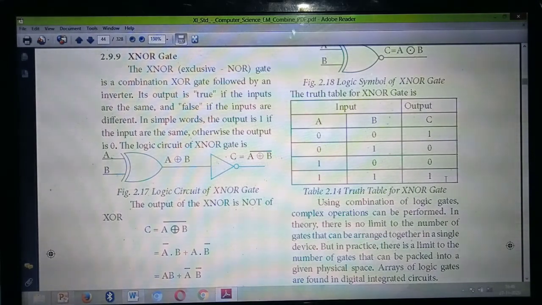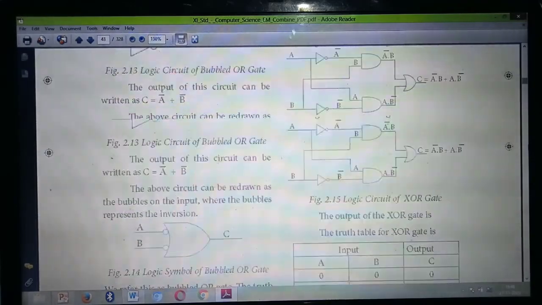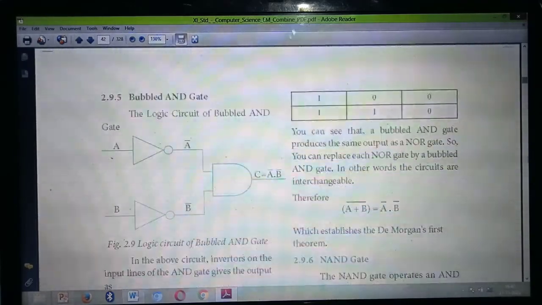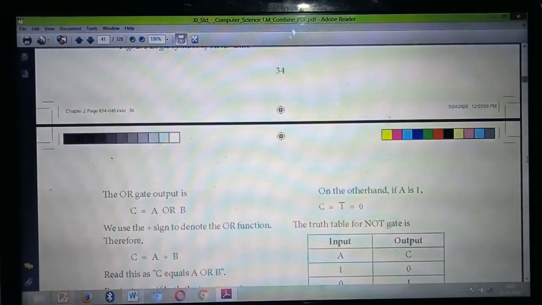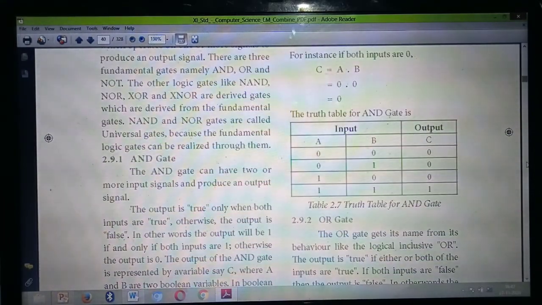Then, third 3 mark question, take page number 34. Starting from here, NAND and NOR gates are called universal gates, from here to till realized through them. This is the third 3 mark question. Understand?